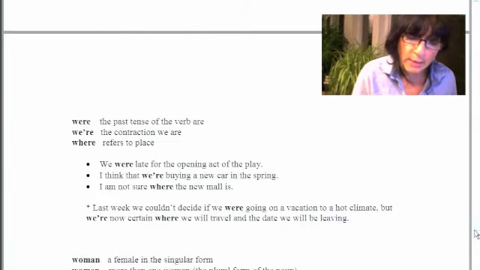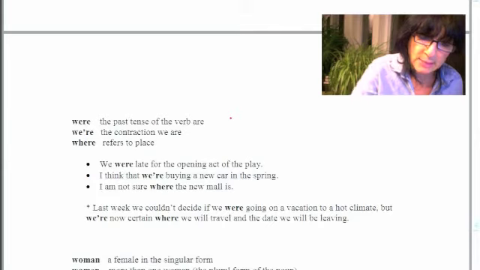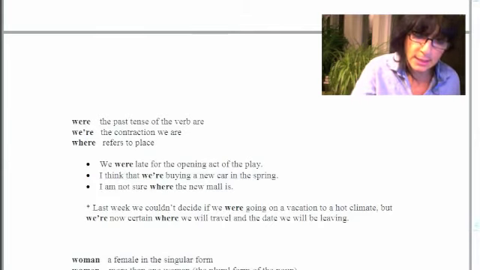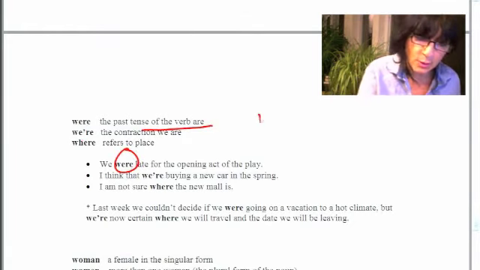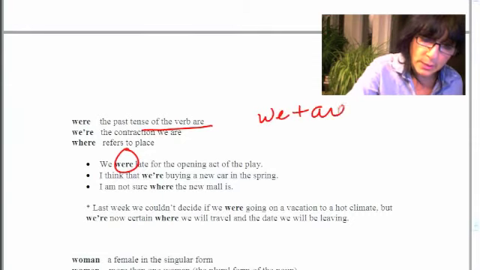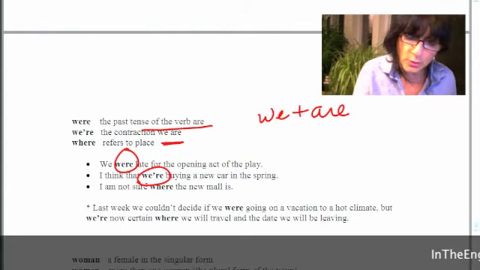Were, we're, and where, also commonly confused. Were is the past tense of are. Today, he is. Yesterday, they were. So it's the past tense of the verb. We were late for the opening act of the play. We're is we plus are. It's the contraction we are. I think that we're buying a new car in the spring.